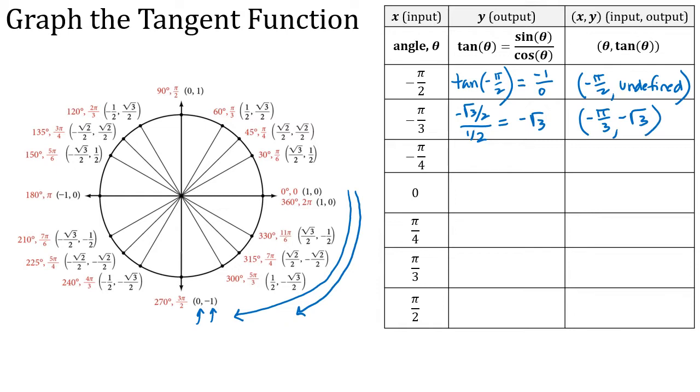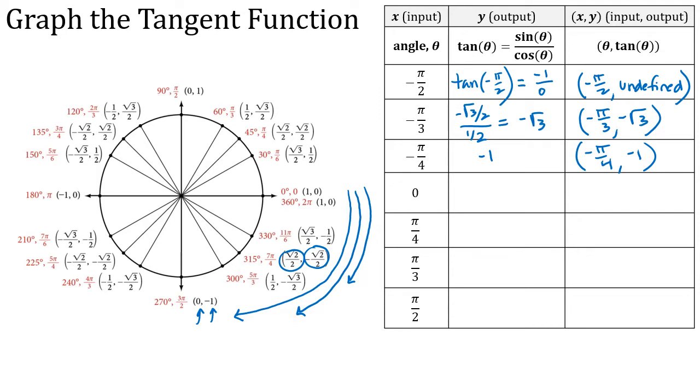Negative pi over 4 is in the same location as 7 pi over 4. The sine of negative pi over 4 is negative square root of 2 over 2, and I'll be dividing that by positive square root of 2 over 2. So that output, where they are the same values, but one is positive and one is negative, ends up with a negative 1 value. So I have the ordered pair negative pi over 4, comma, negative 1.